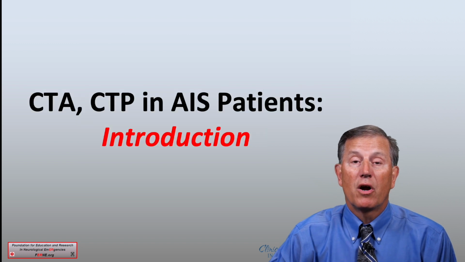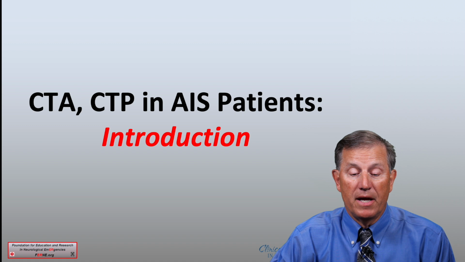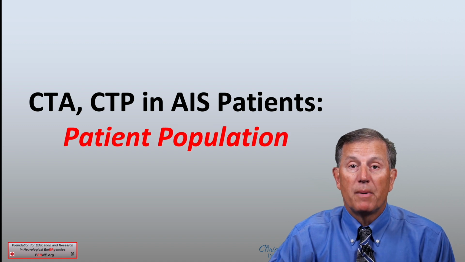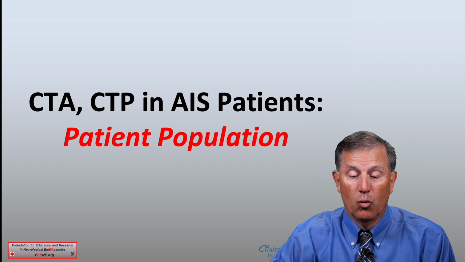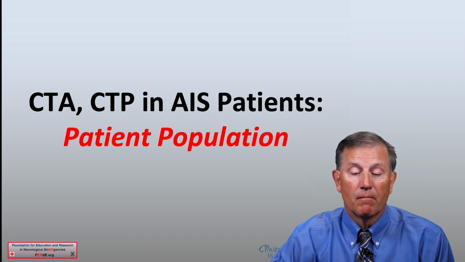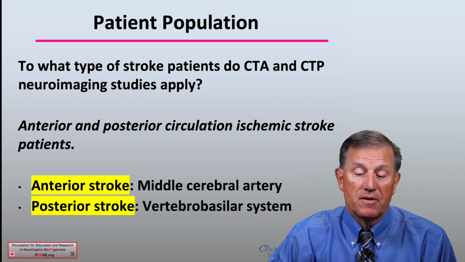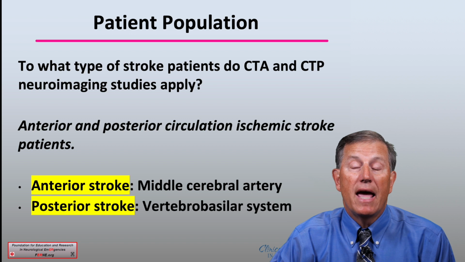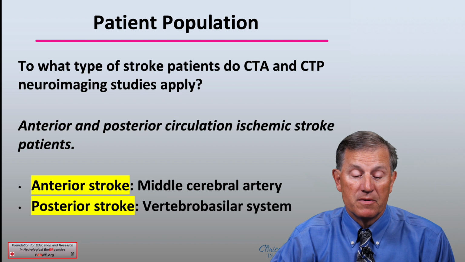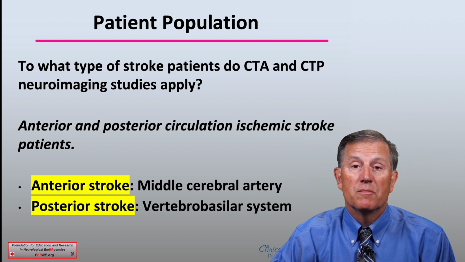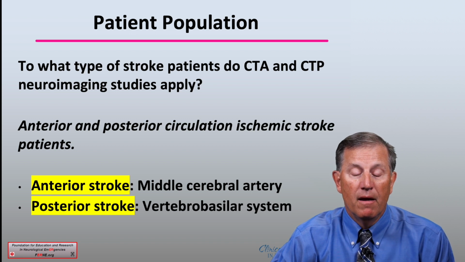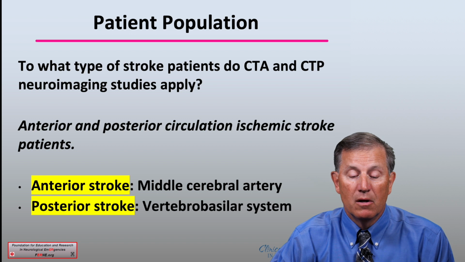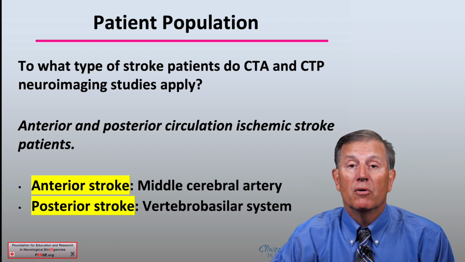An introduction regarding the use of CT studies in stroke patients. Who is the patient population with whom we will be working in the emergency department? First, you'd like to know what types of stroke patients will need these types of testing. And in fact, it is patients with both anterior and posterior circulation ischemic stroke symptoms. Those with anterior stroke symptoms most commonly involve some abnormality or clot in the middle cerebral artery, and those with posterior stroke symptoms will involve some problem with the vertebral basilar system.